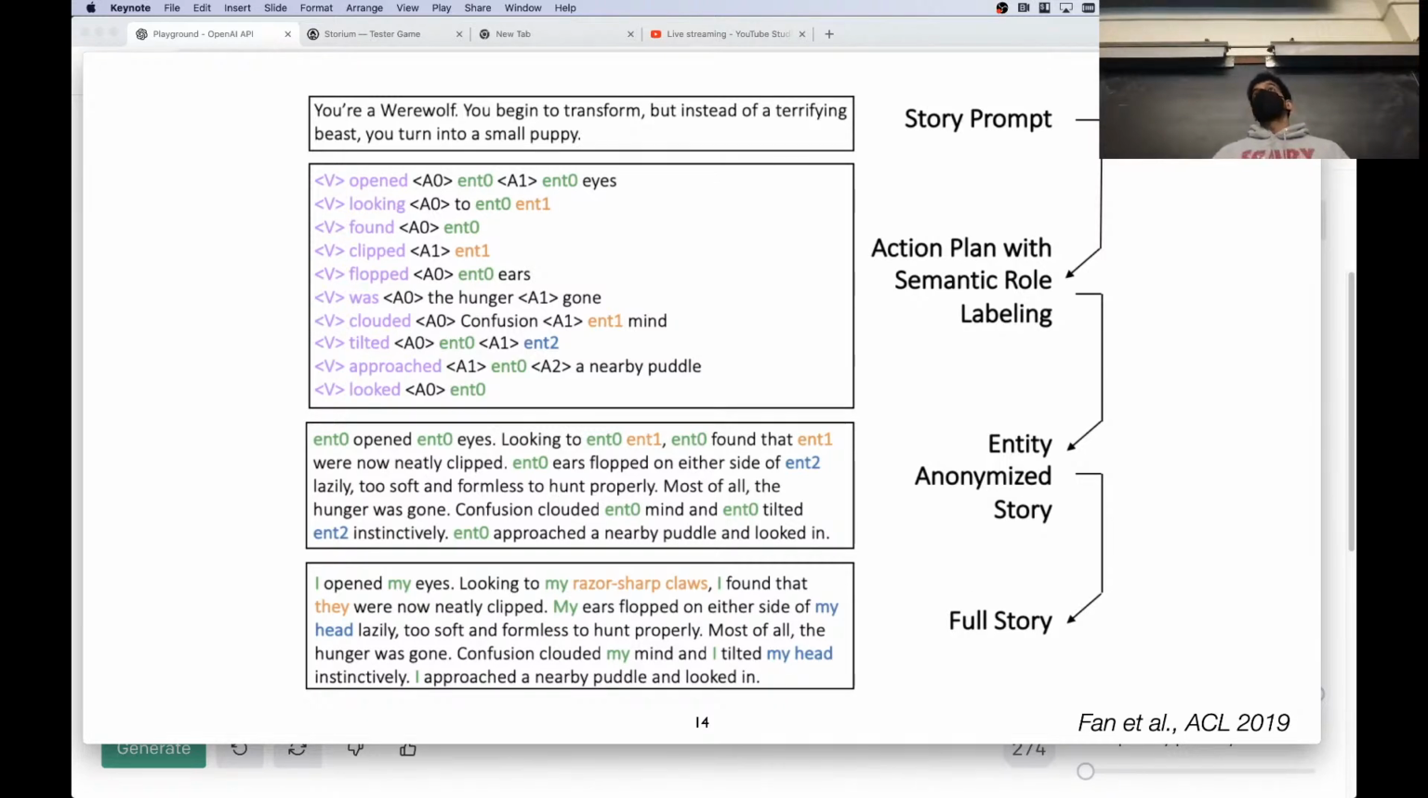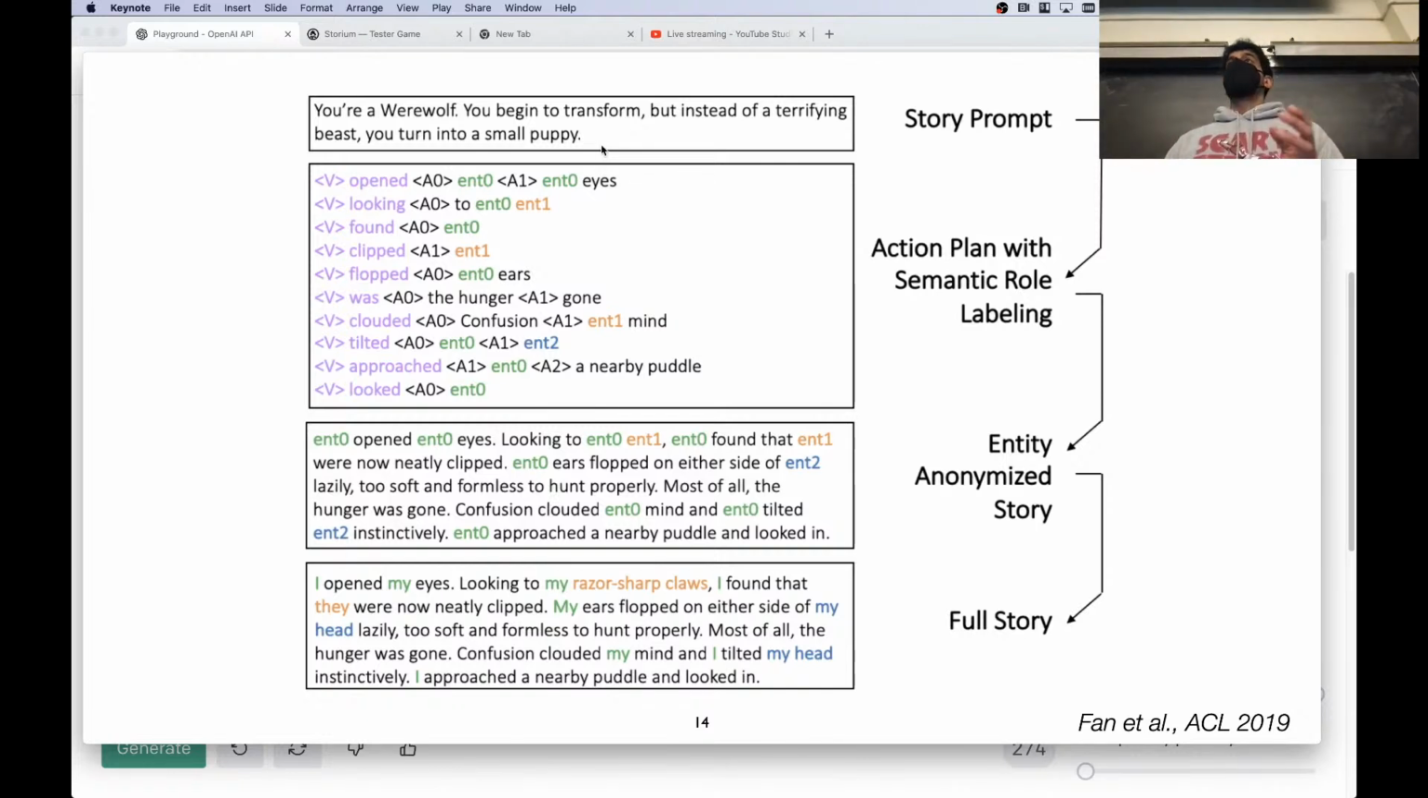So that was a little simple. There's a more complex approach that relies on semantic role labeling to produce this plan of the story. But it's still a two-stage approach. This paper came out in ACL 2019. It's by some Facebook researchers. So here's a prompt. You're a werewolf. You begin to transform, but instead of a terrifying beast, you turn into a small puppy.